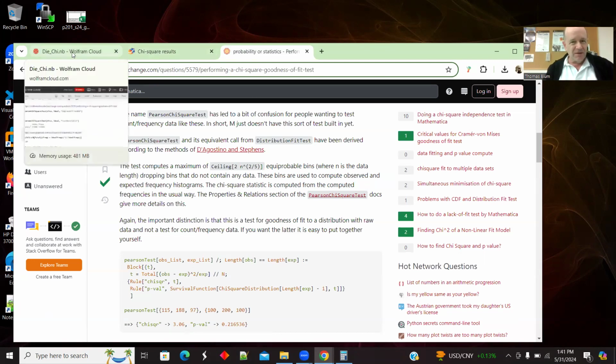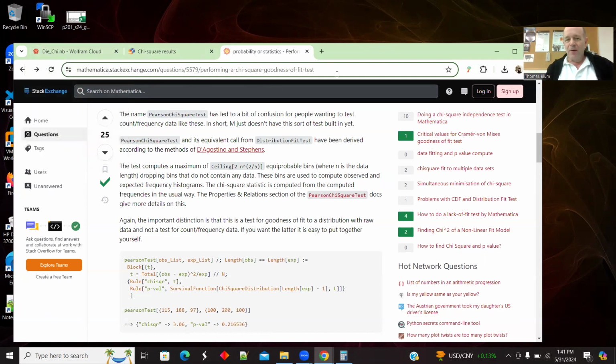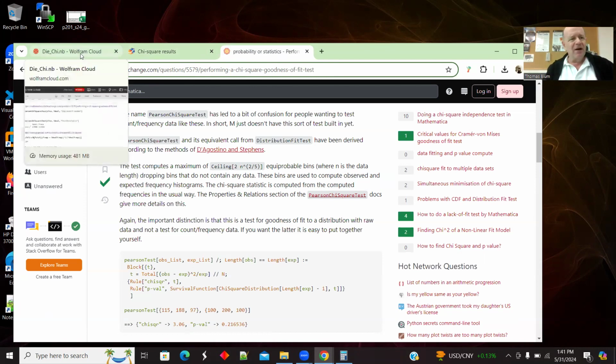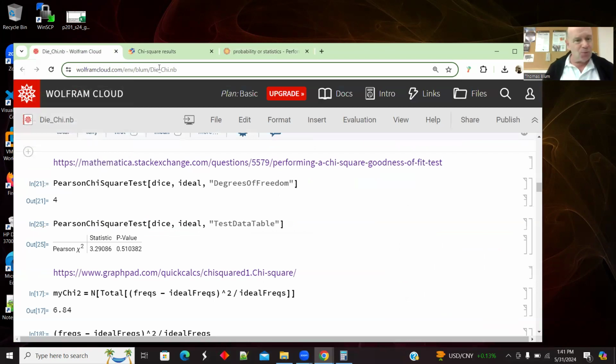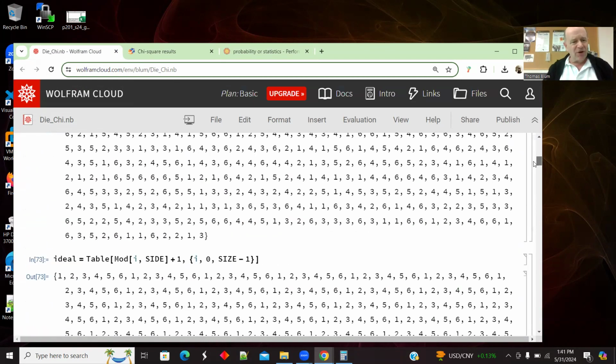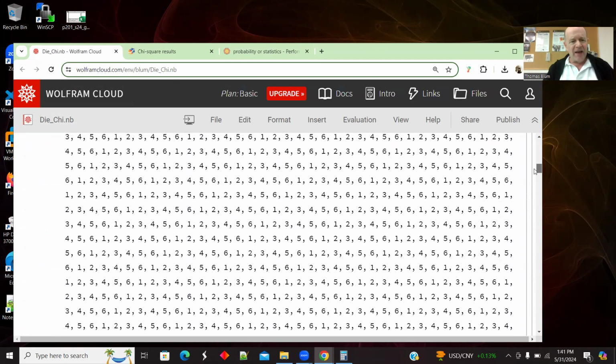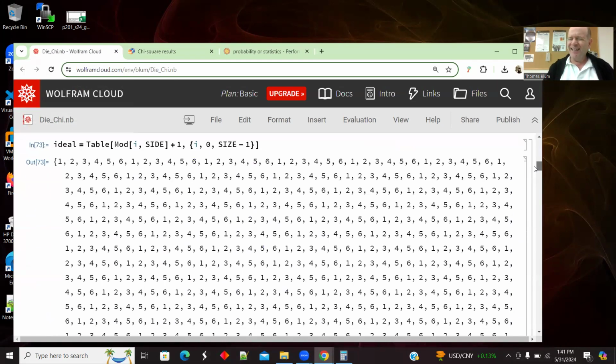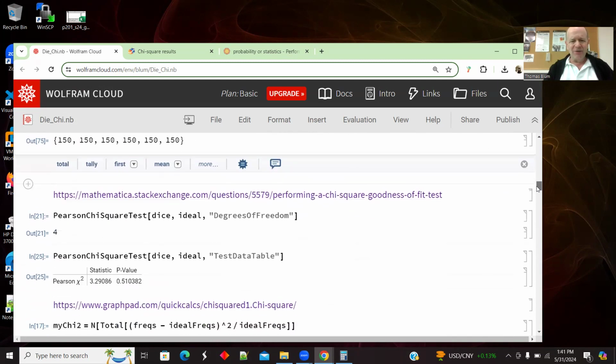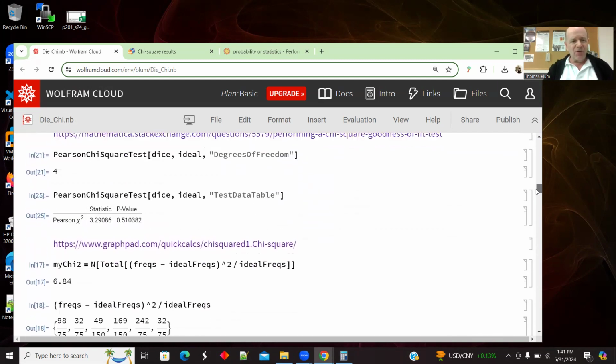So I'm just going to show that it doesn't do what I want, rather than figure out what it did do. Okay, so again, you remember I did have raw data. It was called dice, and I have my ideal raw data, which I called ideal. And then I used the Pearson chi-square test with the data and then the ideal, but again, not the frequencies, but the raw data.